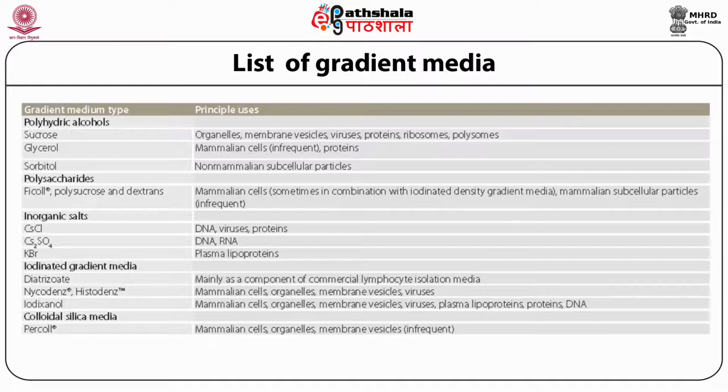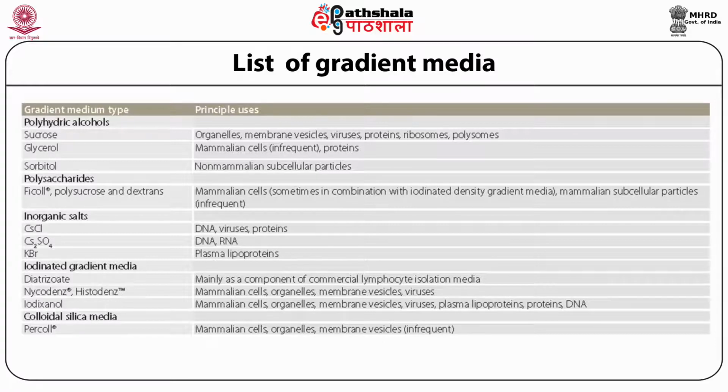Now we come to the different types of gradient media that are used, like the polyhydric alcohols. There is sucrose, which is used to separate organelles, membrane vesicles, viruses, proteins, ribosomes, polysomes, etc. Glycerol is again a polyhydric alcohol. It is used for the separation of mammalian cells and proteins. Sorbitol is for the non-mammalian subcellular particles. Other components are the polysaccharides, like Ficoll, polysucrose, and dextran. These are used for the separation of mammalian cells, sometimes in combination with the iodinated density gradient medium. Mammalian subcellular particles are also separated, but this is an infrequent medium.